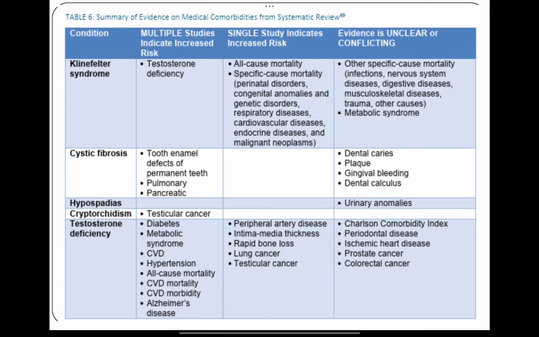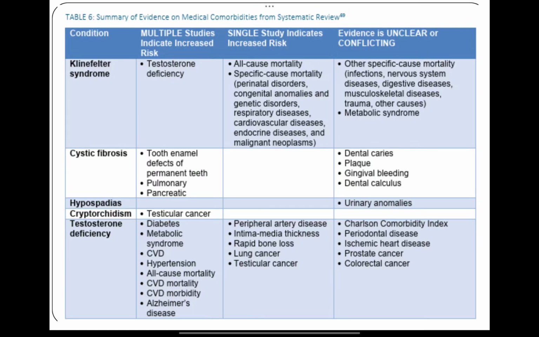Cystic fibrosis, where multiple studies indicate that there is increased risk of tooth enamel defects in permanent teeth. Pulmonary defects can be seen because mucus is getting accumulated and cilia are not able to kick it out of the respiratory tract. Pancreatic abnormalities can be there.